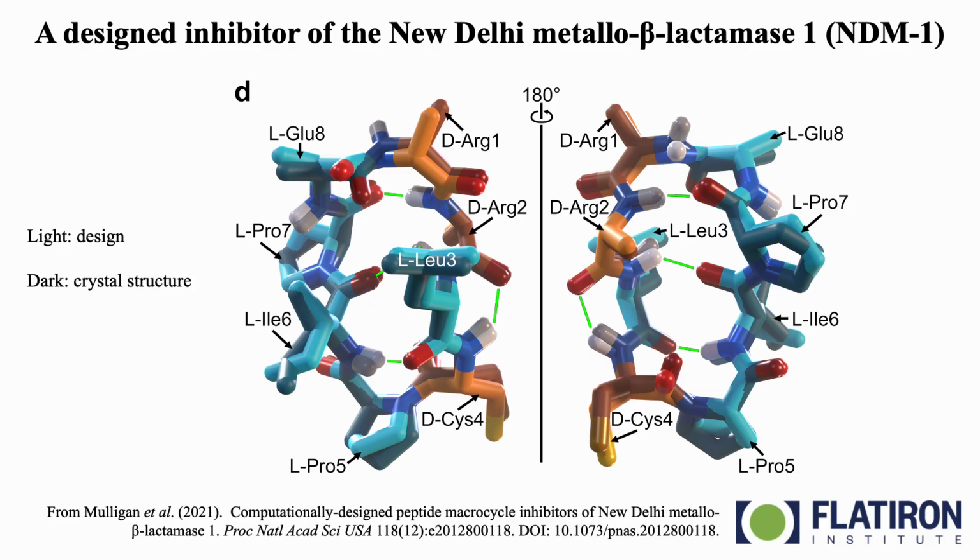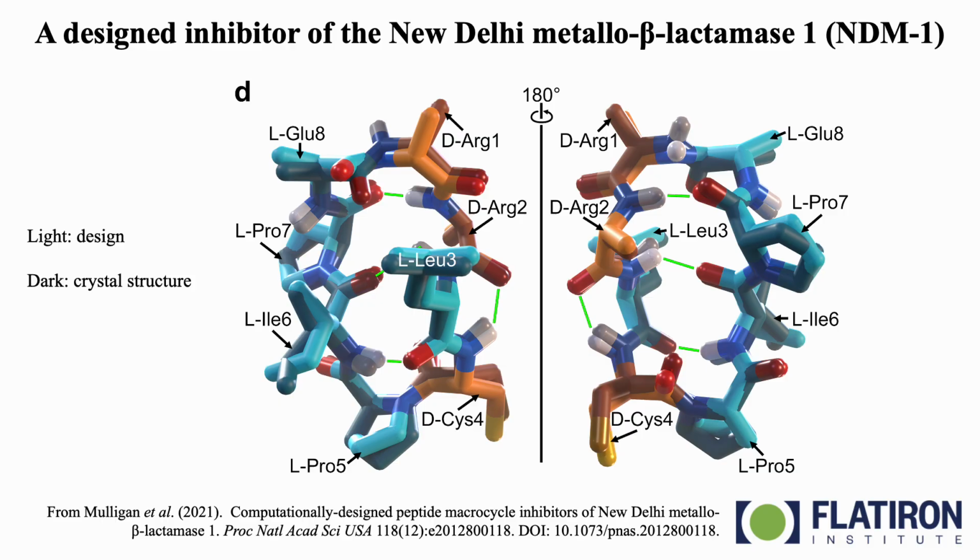folded into structures very, very close to the design models. So in light colors here, I'm showing the model that came out of the computer. In dark colors, I'm showing the X-ray crystal structure. And you can see that there's almost a perfect overlay here. We can control the arrangement of matter with sub-angstrom precision.